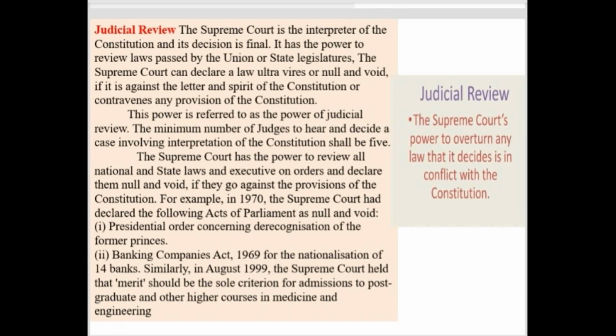Generally such judicial reviews, where the constitution is to be interpreted, the number of judges involved will be 5. So 5 judges will generally take up such constitutional interpretation cases. The Supreme Court has the power to review all such national and state laws, even executive orders, and to declare them null and void. So only when they go against constitution, the Supreme Court uses judicial review and it will make them invalid or stop them from getting implemented.